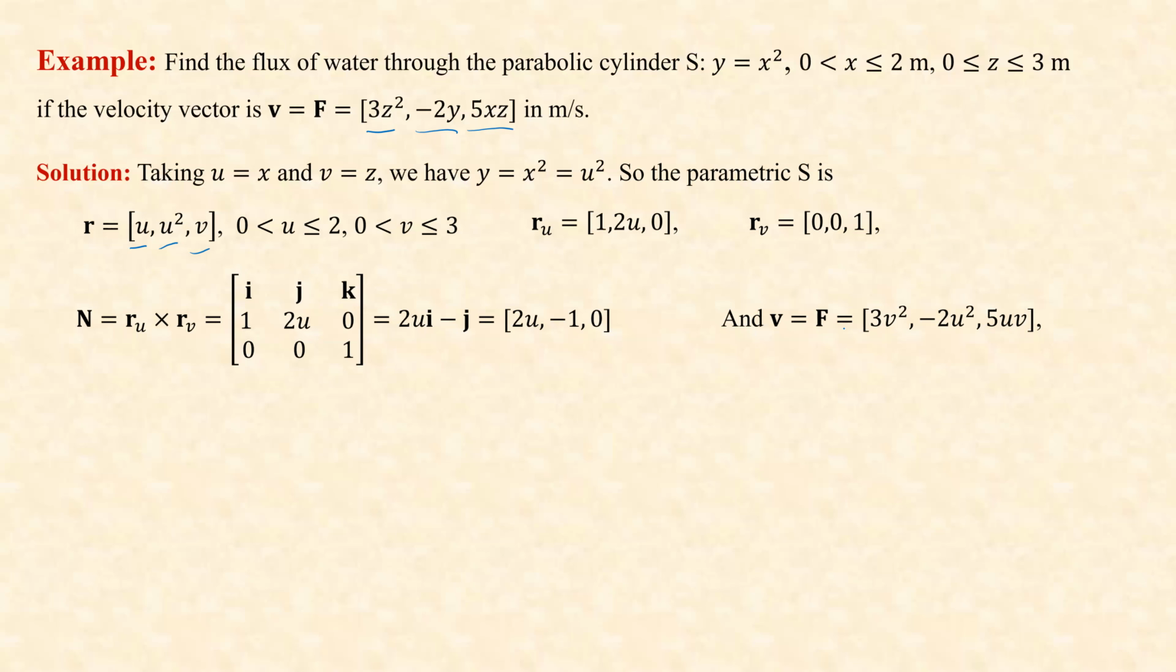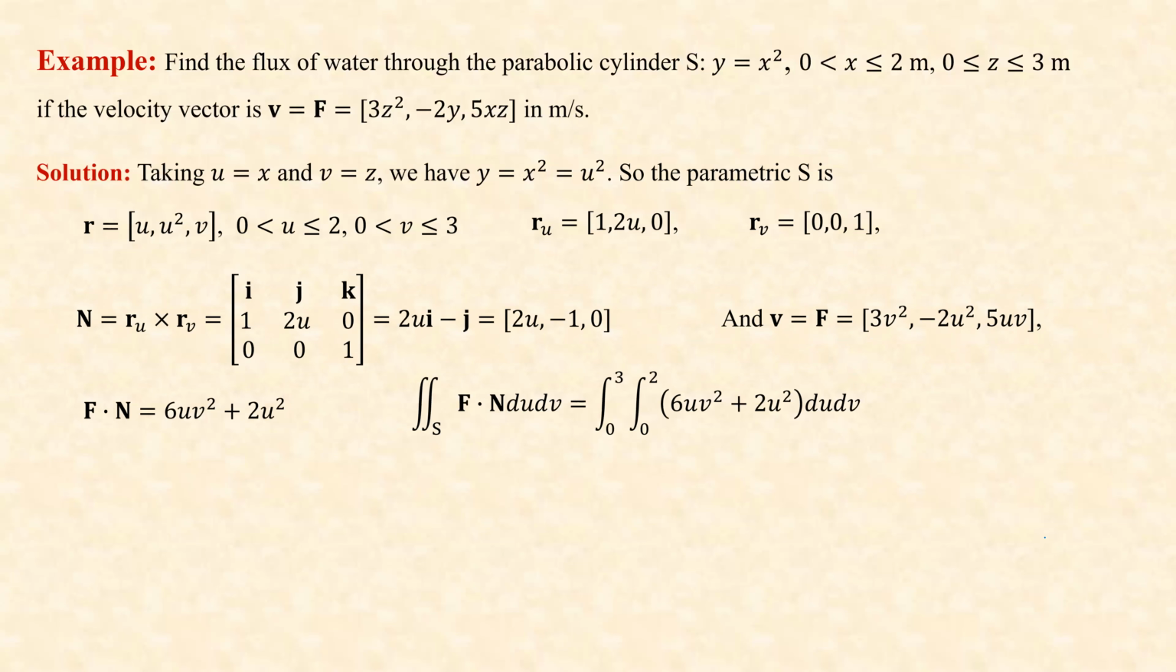And then we do n dot F, or F dot n. F dot n means this times that, plus this times that, plus this times that, right? F dot n becomes 2u times 3v squared, so 6uv squared minus negative 2u squared becomes plus 2u squared, and 0 times the other. Okay, so that's F dot n. And then we want to do the double integral of F dot n du dv over the range of u and v. So we put that in, du dv over the range of uv. U is from 0 to 2, v is from 0 to 3. And so we put the limits.